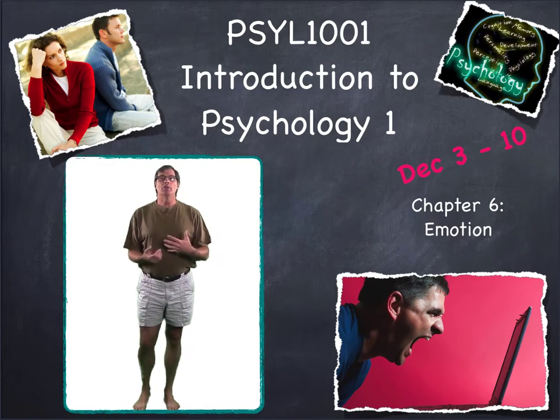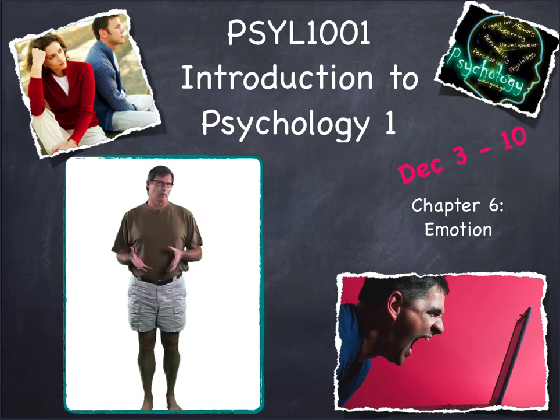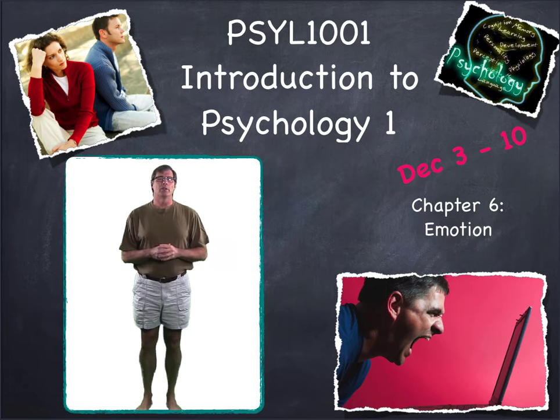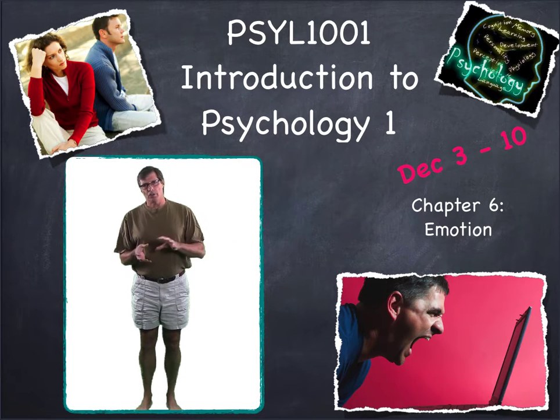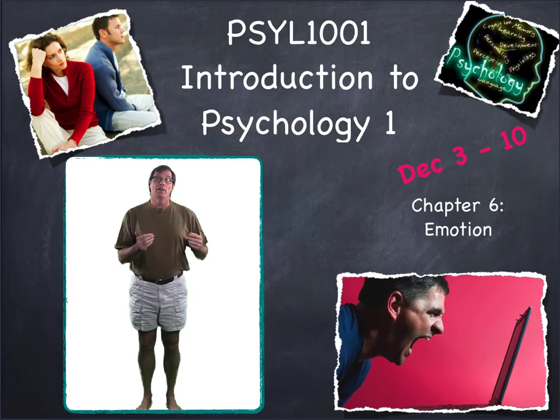Now in emotions, what we're going to do in this chapter is focus a little bit on what the components of emotion are. And then we'll touch briefly on theories of emotion. And we'll also touch on where the emotions live, if you will, or where they are activated within our brain.